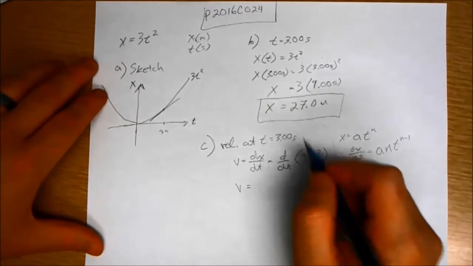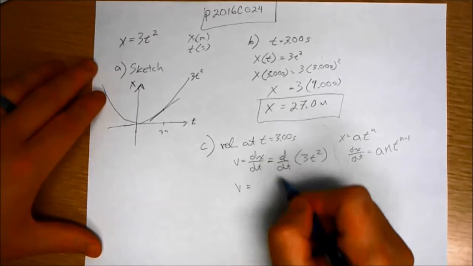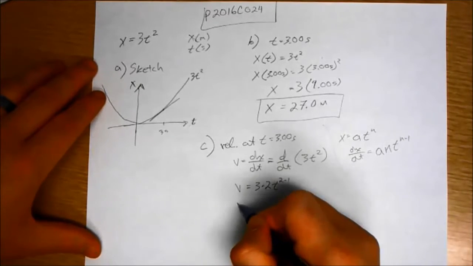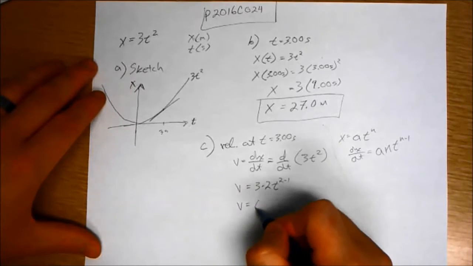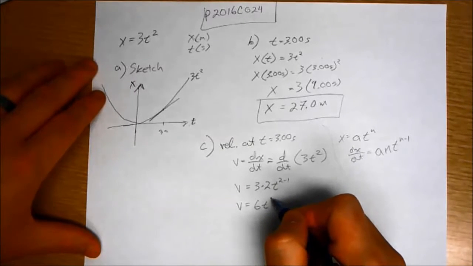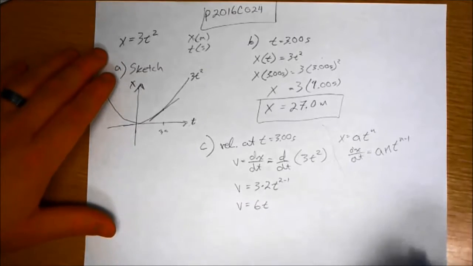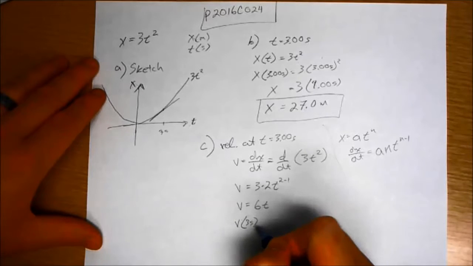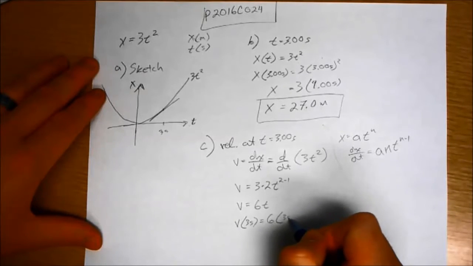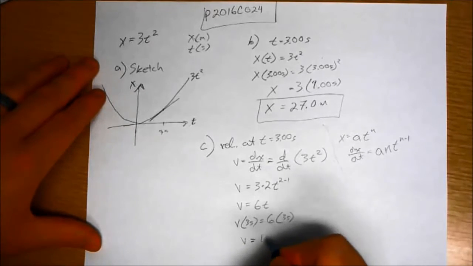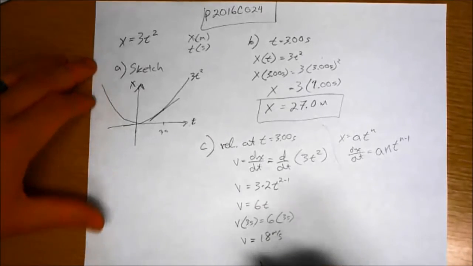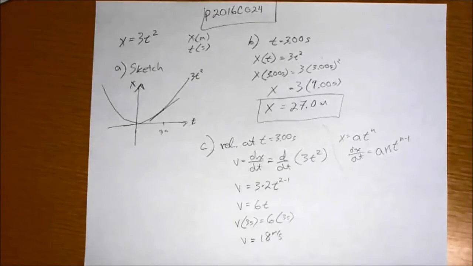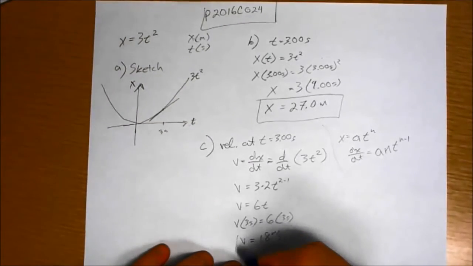So if we do that here, the derivative will equal 3 times 2t to the 2 minus 1, or velocity is going to be 6t to the first power, which is just 6t. And we want to find the velocity at 3 seconds, so the velocity at 3 seconds equals 6 times 3 seconds. The velocity equals 18 meters per second. You don't have to worry about how we get from seconds to meters per second, but the velocity is going to be in those units.